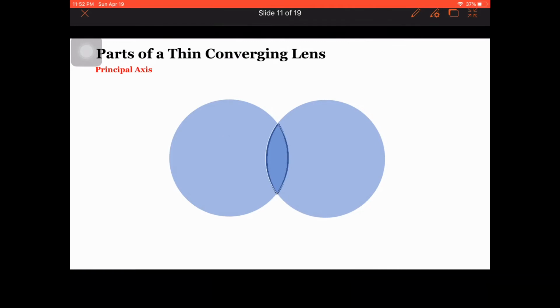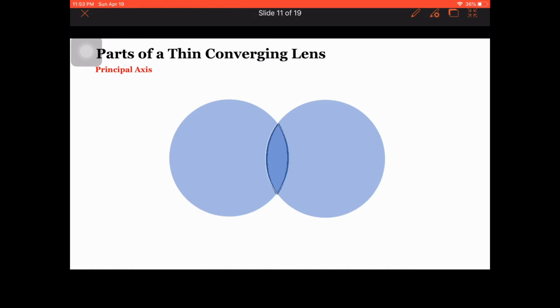So we have the important points. Let's have the center of curvature 1, the optical center, the center of curvature 2, and we also have F1 over here, and F2 over here. If we are going to draw a line joining all of these points passing through the optical center of the lens, this is called your principal axis. Okay, that's the principal axis. It's the imaginary line joining all the important points on your lens.